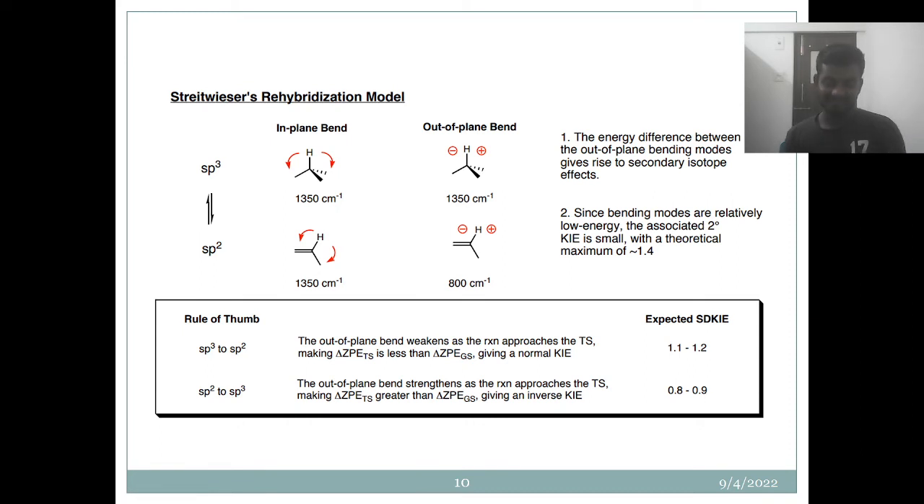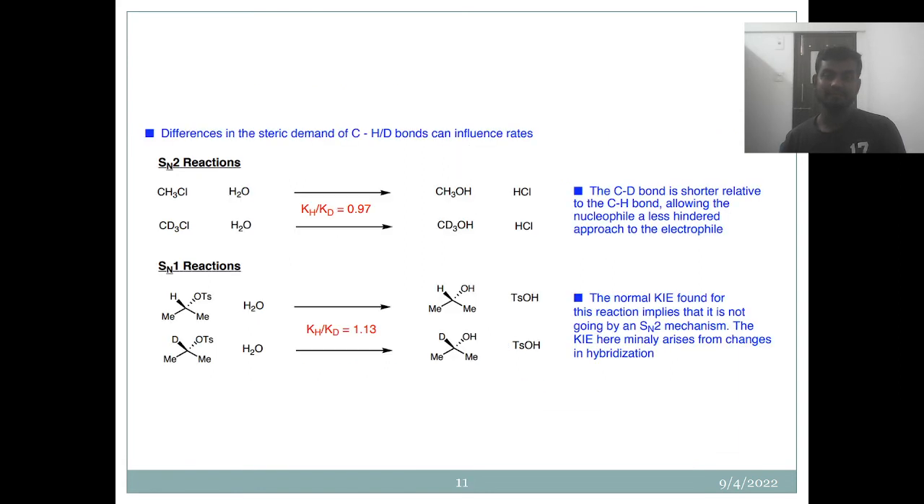With all this information, let me show you some examples so it will be clear. For the SN2 reaction of CH3Cl or CD3Cl, there is no cleavage of the carbon hydrogen or carbon deuterium bond. This is a simple substitution. In the SN2 reaction, we have a kH by kD value close to 0.97, which can sometimes be rounded off to 1.